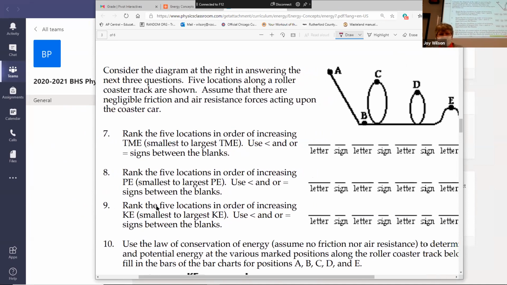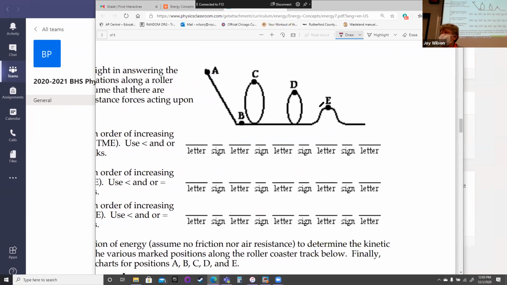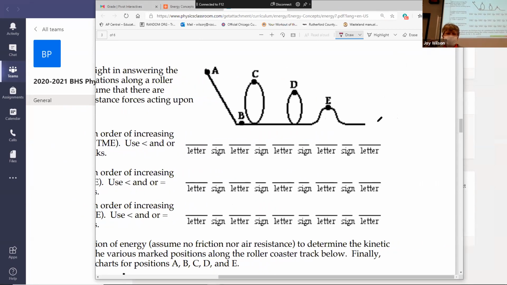Now, number 8 says smallest potential energy. Number 9 is smallest kinetic energy. So which one of these locations, A, B, C, D, or E, has the smallest amount of potential energy? Why is it B, Nick? So then the next one will be greater than that. The one that's on the ground has the least potential energy.